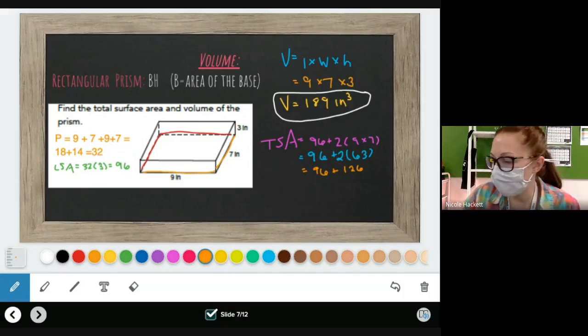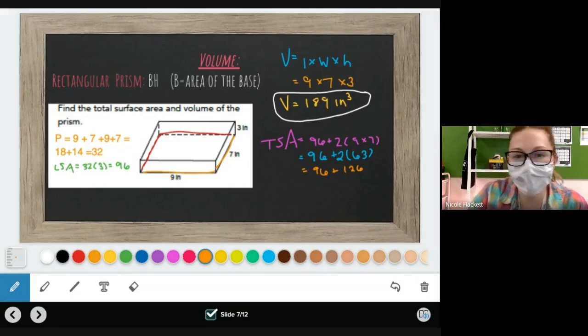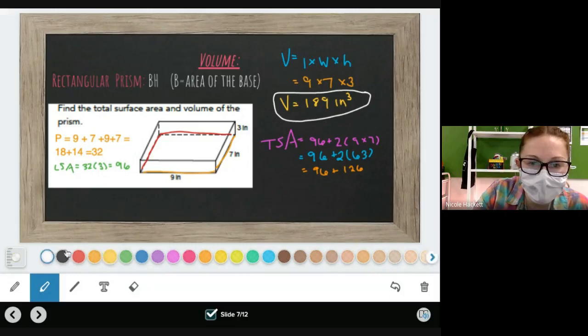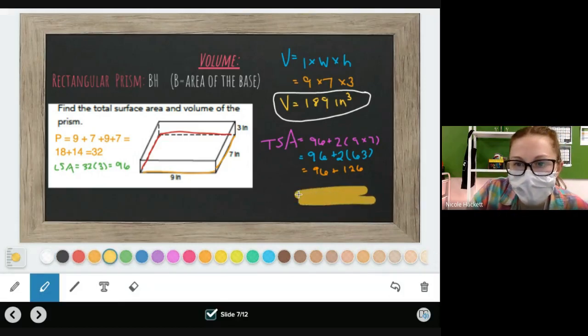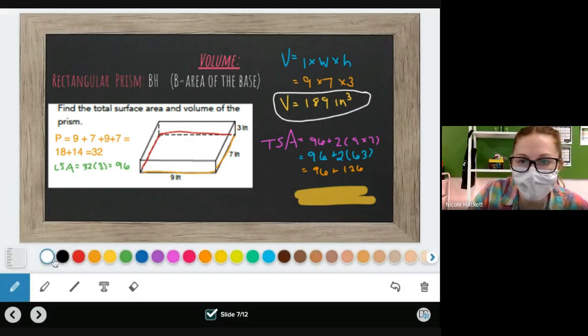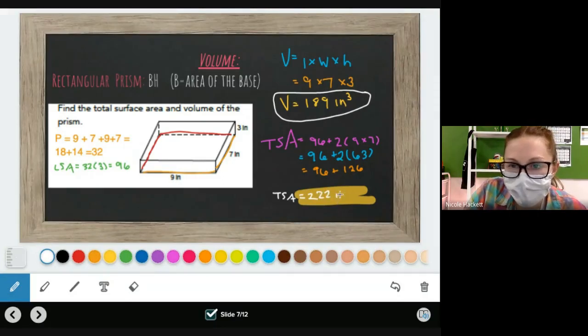Stop. You want to put that in your calculator. Do 96 plus 126, and you should get 222. So your total surface area is equal to 222 inches squared. That's the difference here. This is squared and not cubed. Volume is cubed, area is squared.